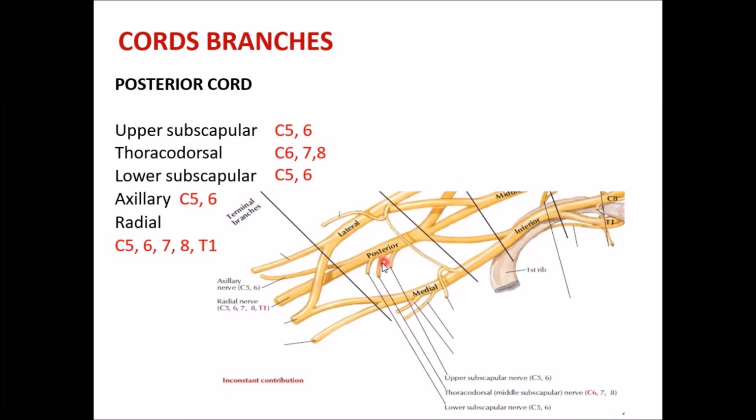And there are 5 branches from the posterior cord, as you can see in this diagram: the upper subscapular, thoracodorsal, lower subscapular, axillary nerve, and radial nerve. And you have to remember the root values of these nerves as well.